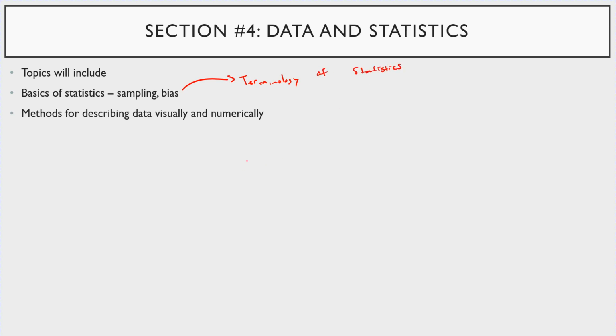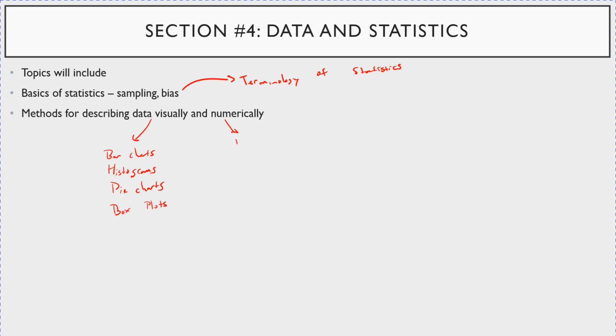Kind of like the high overview of it. And then what we're going to do is we're going to then talk about methods for describing data visually. We'll talk about things like bar charts, histograms, pie charts, box plots, things like that. And then we're also going to talk about ways you can describe data numerically.